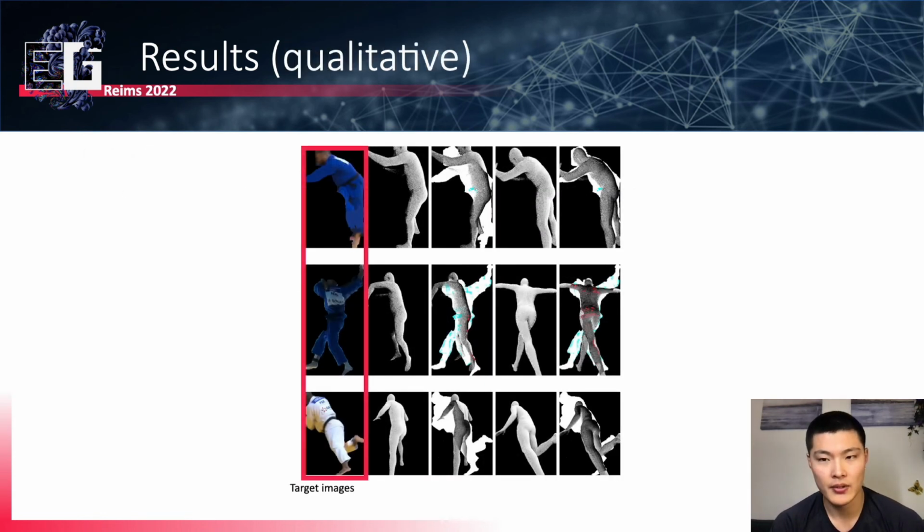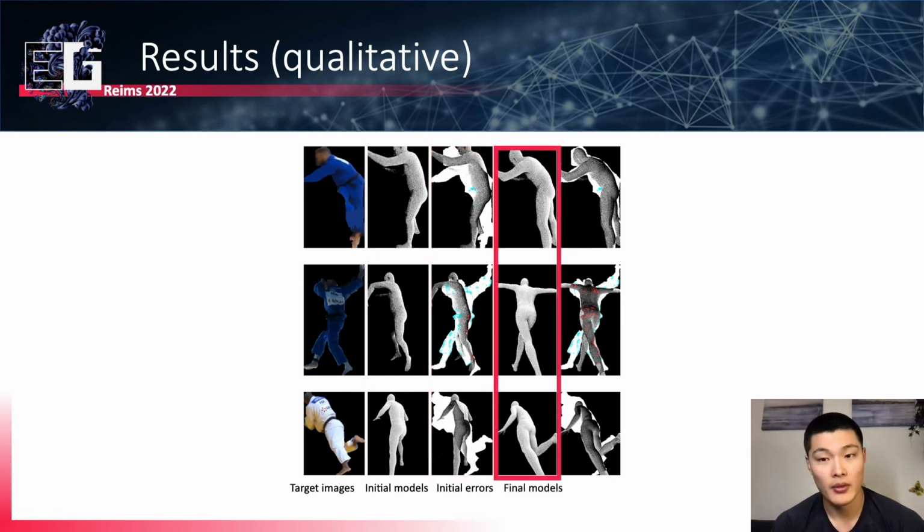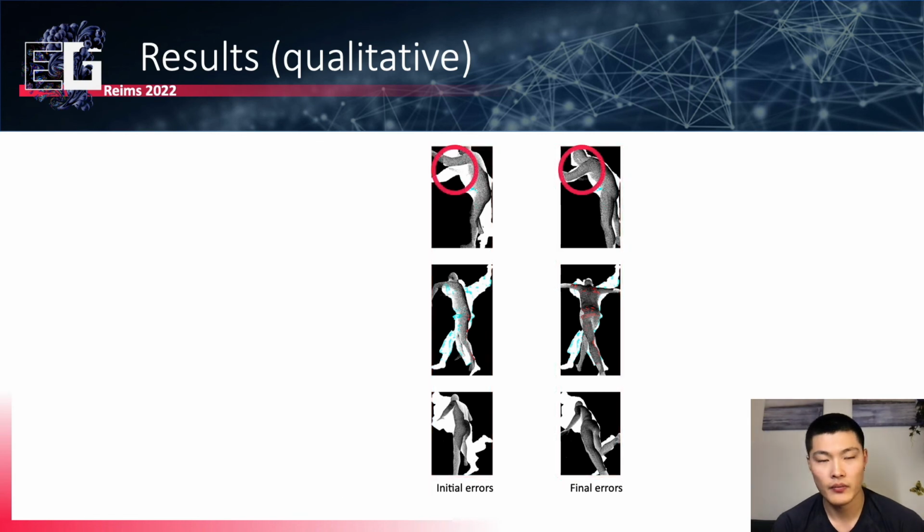Starting with the qualitative results, we can currently see the target images in the first column, the initial 3D model in the second, the initial error in the third, the 3D model after our optimization in the fourth, and finally the final errors in the last column. By comparing the initial errors with the final, we can observe clear qualitative improvements, such as more hunched pose in the first row, twisted legs and raised arms in the second, and raised right leg in the third row, all of which are more faithful to the target and crucial to identifying the correct judo moves that characterize the scene.